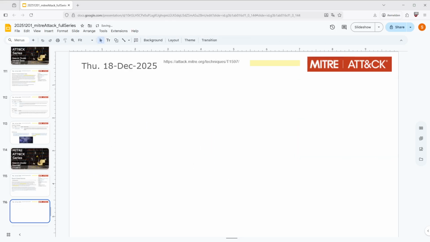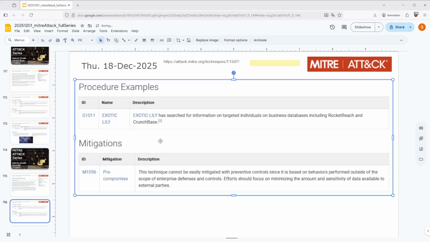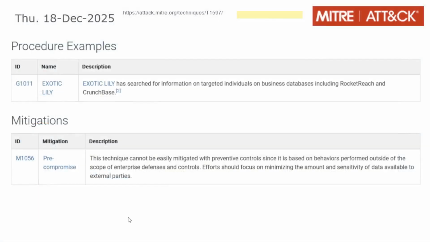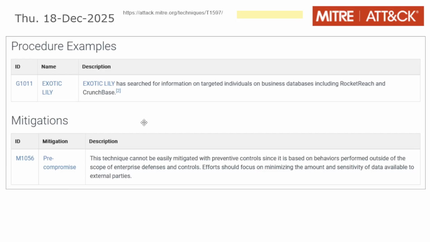Now let's dig a little bit into the procedures. Procedures and mitigations, there is room for improvement, I believe, but let's see. Exotic Lily is one procedure example. I'm sure there are many, many more, and we need to figure them out over time. But Exotic Lily has searched for information on targeted individuals on business databases, including RocketReach and Crunchbase.